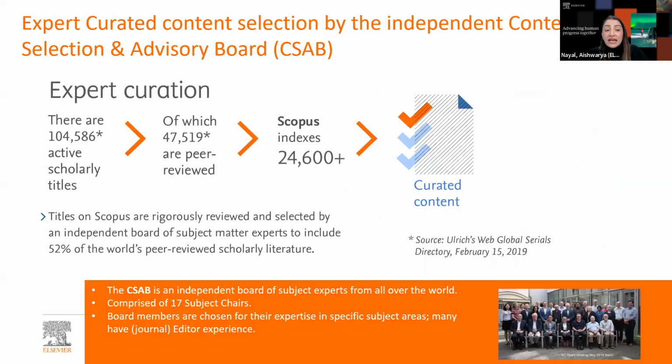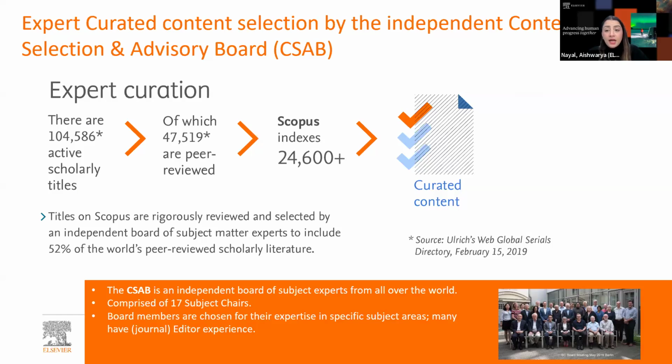Now, who decides what goes into Scopus and what is taken out from Scopus? We do not decide that. There is an independent committee called the Content Selection and Advisory Board, the CSAB. There are 17 subject matter experts who sit twice a year and they decide what goes into Scopus and what is taken out from Scopus.